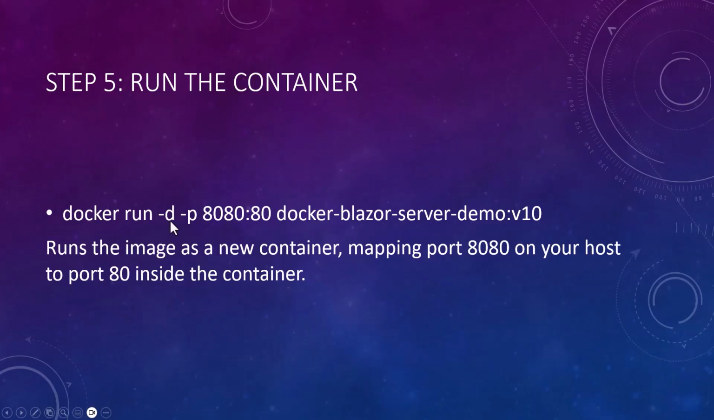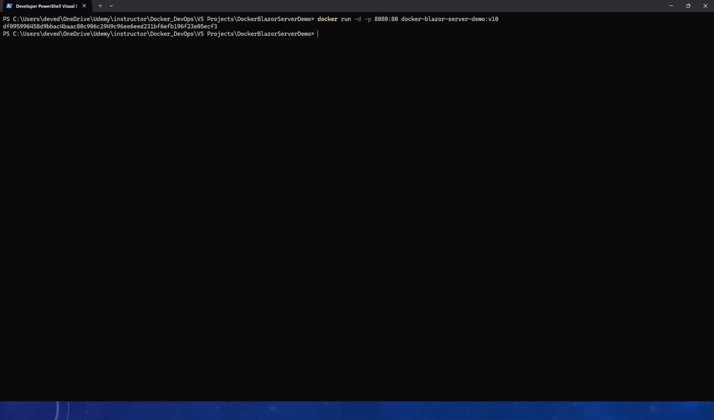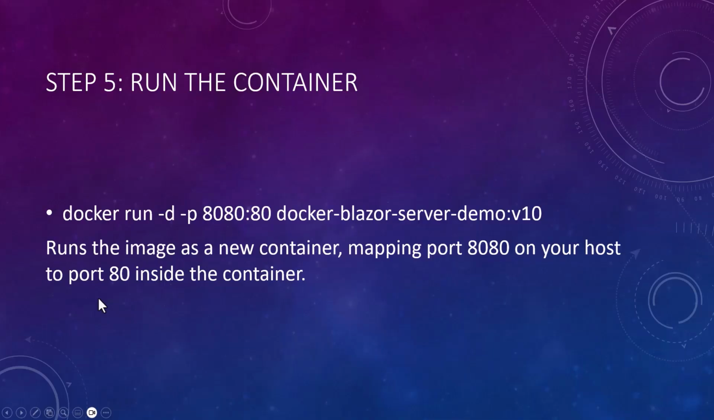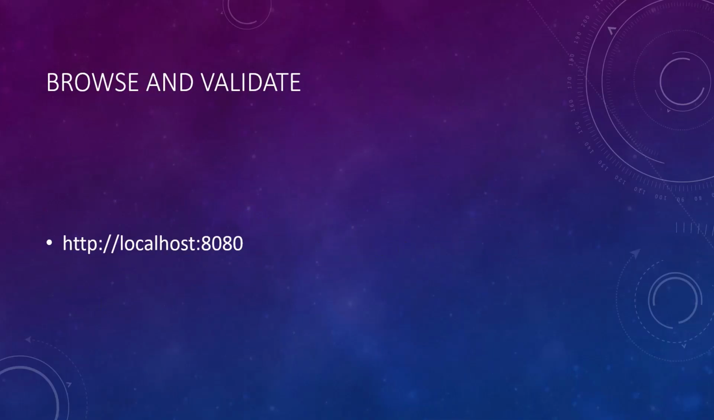It is in detached mode, and this is the port mapping. 8080 is the port on your host computer, and 80 is the port on the container. It will be tagged docker-blazor-server-demo, again version 10. So it runs the image as a new container, mapping port 8080 on your host to port 80 inside the container. Let's give this command, and I will clear the space, start afresh, and run docker run. So the Docker container is already created. Wow. All that is left are two more steps: verify the container and then browse and validate.